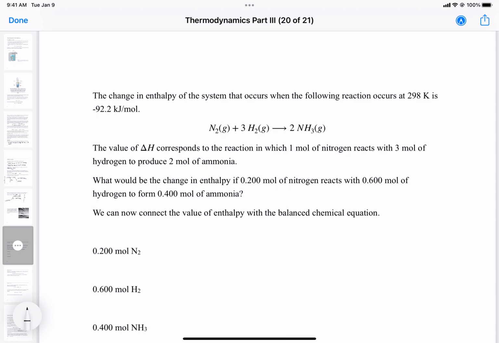So this energy value is actually a conversion factor. You can use this as a conversion factor to determine how much energy a process consumes or releases, and that's based on how many moles you have.